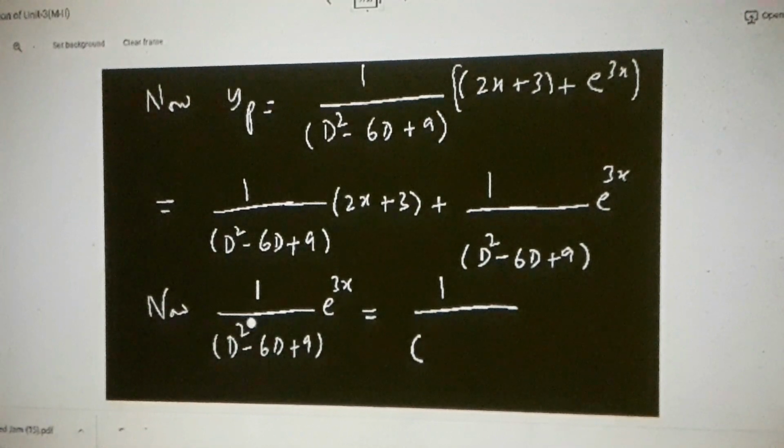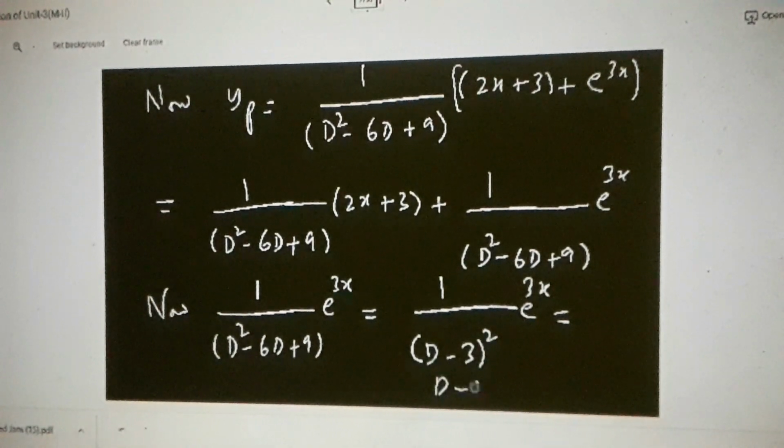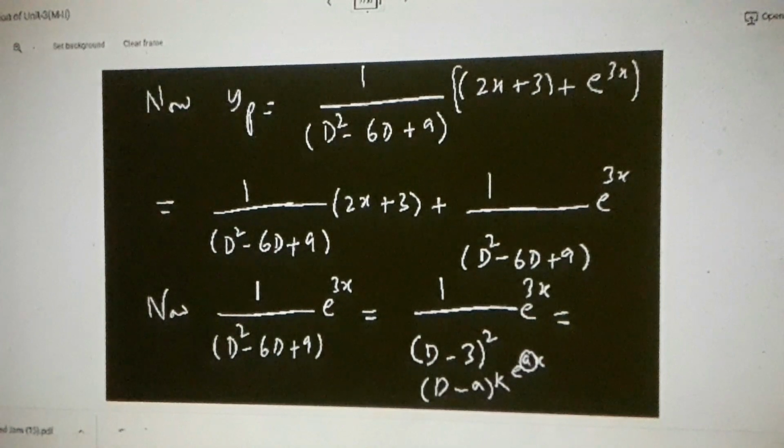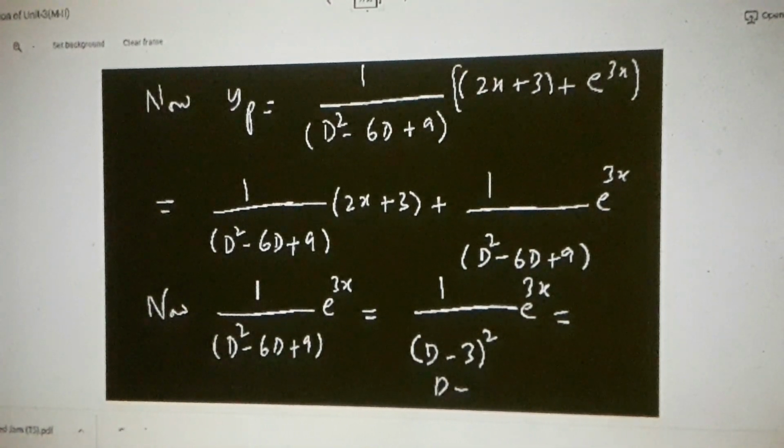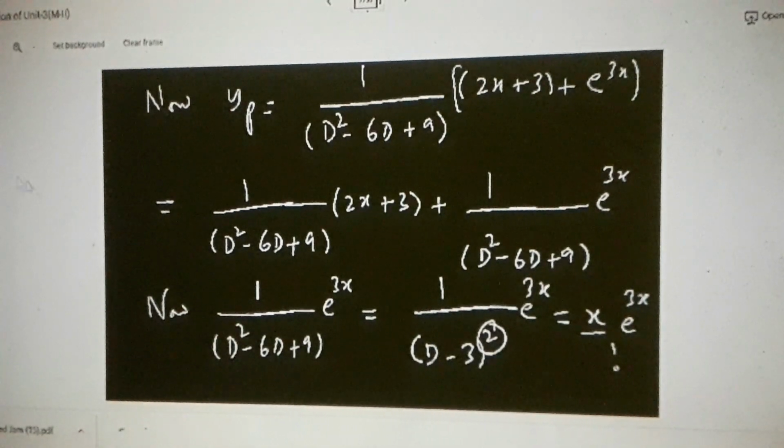1 by, because 3 is repeated, it will be d minus 3 into d minus 3, that is d minus 3 whole square into e to the power of 3x. Now whenever d minus a power k comes, and e power ax is here, that a substitution makes it 0. So whenever this case comes, what you do is you multiply x to the power of k by k factorial to this e to the power of ax, that is e to the power of 3x. Because it is repeated 2 times, I will just take the k value as 2. So what I am doing now is taking x square by 2 factorial.